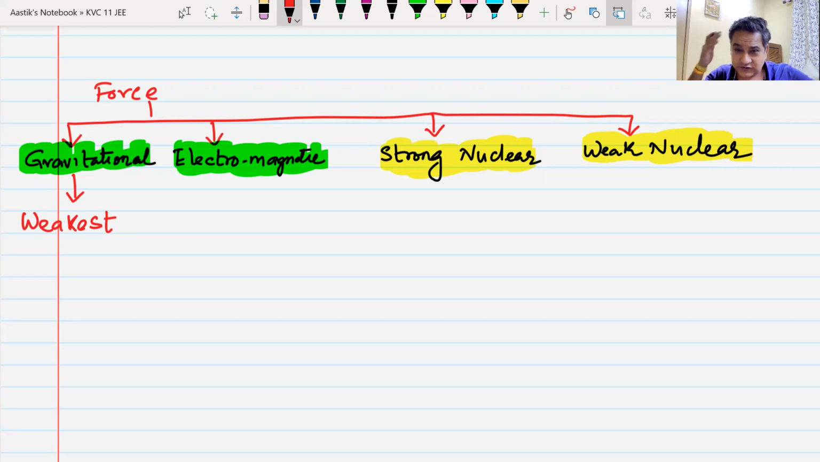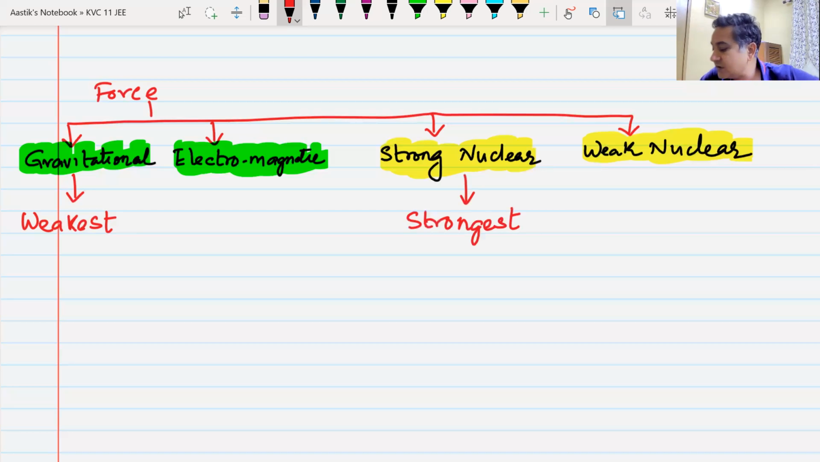Even electromagnetic force is 10 raised to the power 4 times stronger than the gravitational force. Then which is the strongest? The strongest is the strong nuclear force. This is the strongest force among these.